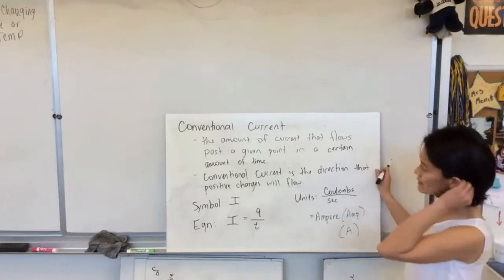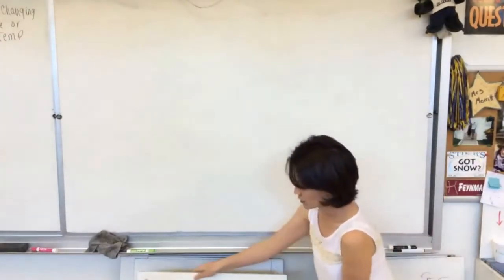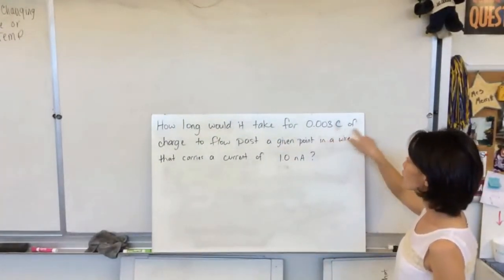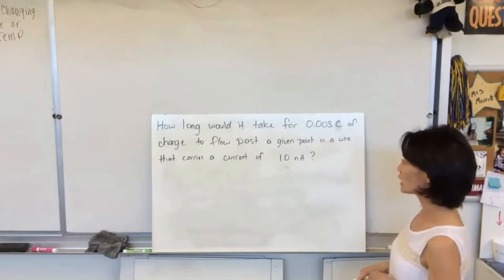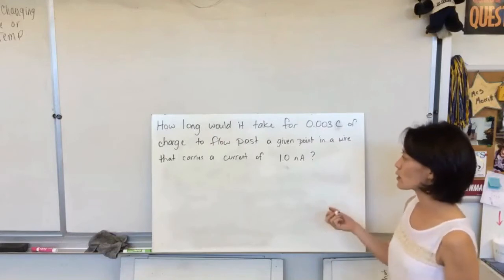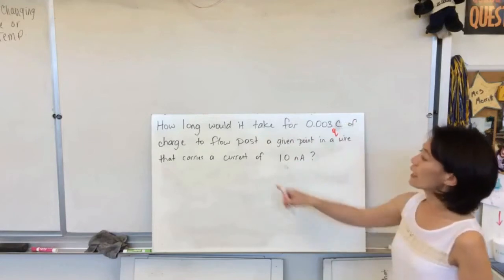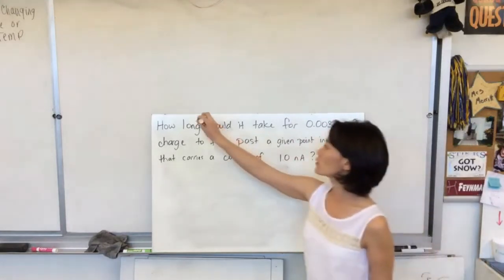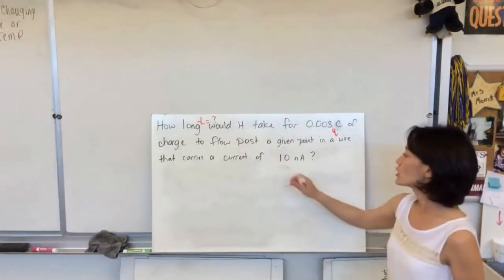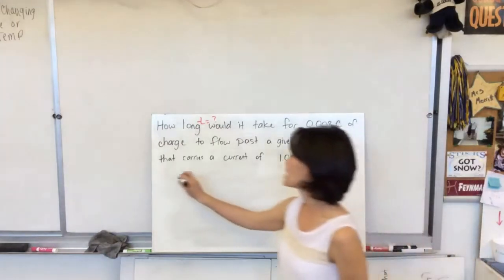So let's just go through one example of current. This problem says, how long would it take for 0.003 coulombs of charge to flow past a given point in a wire that carries a current of 1 nanoamp? So in looking at the quantities that this problem gives us, 0.003 coulombs is Q, and we're looking for how long, so we're looking for what is the time. To pass a given point in a wire that carries a current of 1 nanoamp, so that is my I value. So this is pretty straightforward.